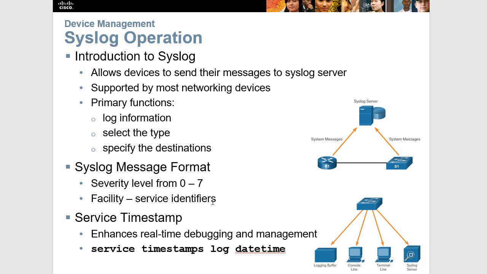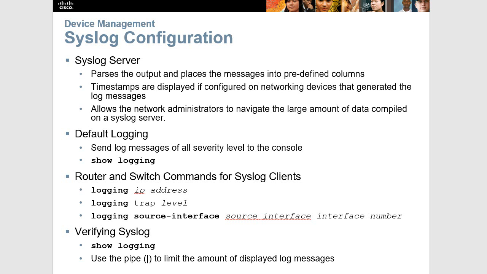Okay, you've got your facility, your service identifiers that identify the service involved in the format. It could be OSPF, it could be IP. What is the service? You've got a service timestamp. So you've got timestamp debugging and management. There's a timestamp on your messages that get sent through. There can also be a sequence number if that is enabled globally. So those are things you'll have on your messages as they're sent across.